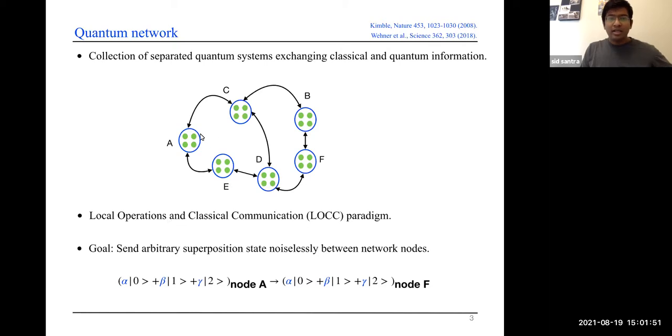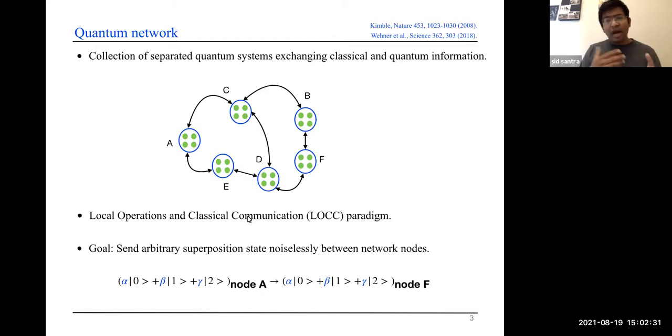A quantum network is a system of separated quantum systems, spatially separated in the typical case, which can exchange classical and quantum information. And the idea is that one can perform local coherent operations on up to all the qubits at any one node, but not coherent operations on qubits that lie on distant nodes. So the operational paradigm is local operations and classical communication.